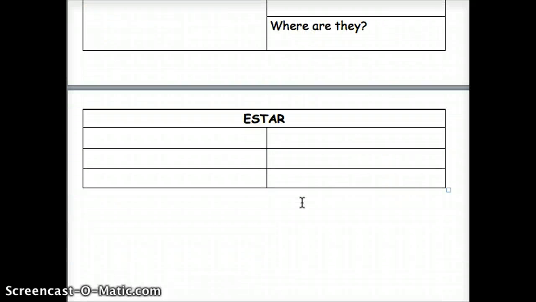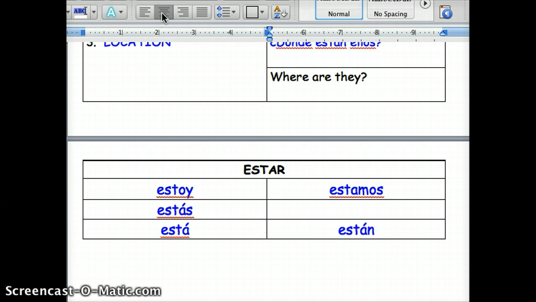Here are the conjugations of estar. Estoy, estás, está. So I am, you are, he, she, it is, or you, formal are, if you would use that with usted. Somos, wrong verb. Estamos, we are, and están. You guys are, or they are.